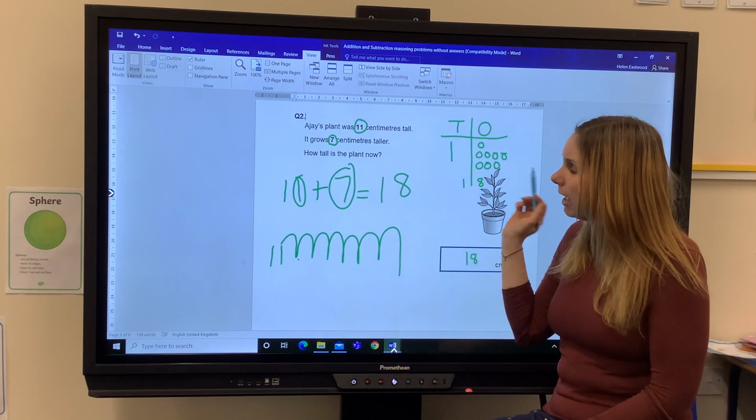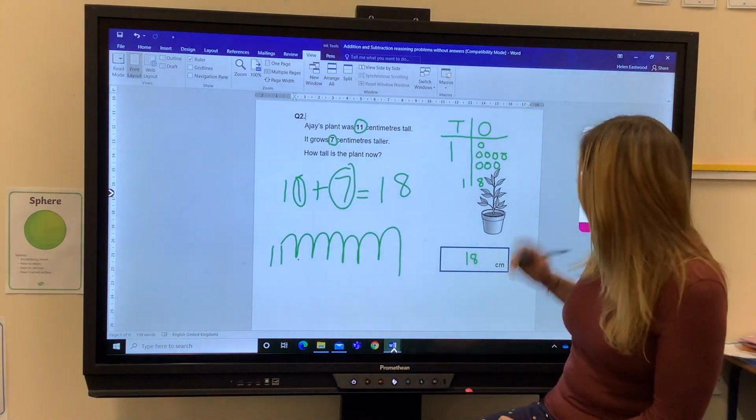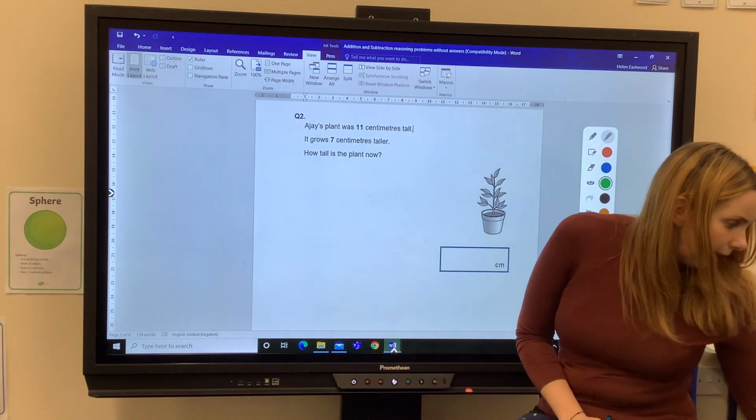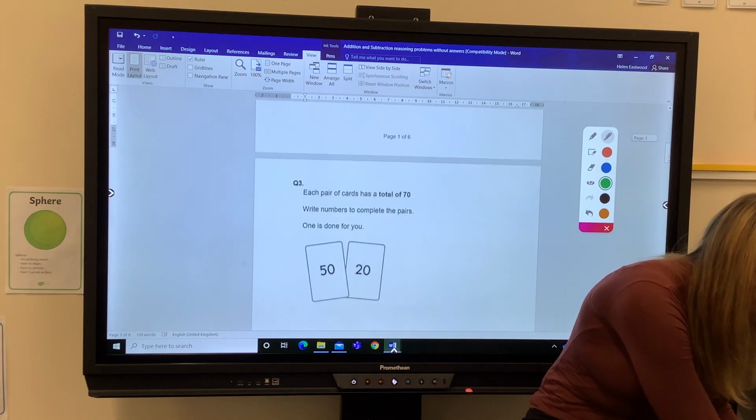So there's 3 different methods that I used there. I wonder which method you used at home. You may have even known it as a number bond and worked it out in your head. Just going to move the page down.